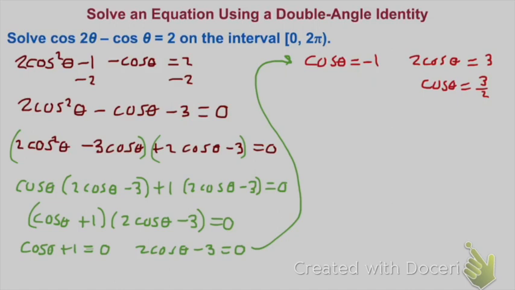All right, so we look at our two things. We solve for cosine theta. We want to find out what theta is. On the unit circle, cosine theta equals -1 at pi. Cosine theta equals 3/2, never on the unit circle. So this isn't possible on our unit circle, so we can't use that side. The only answer we have is that theta is pi.